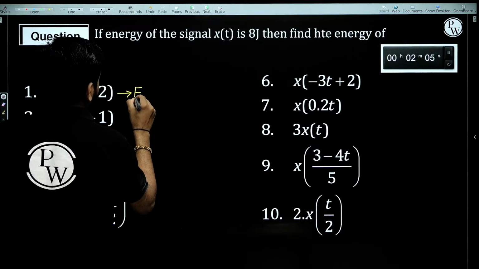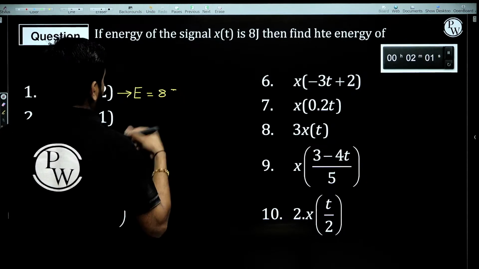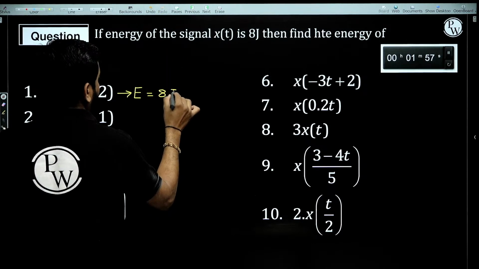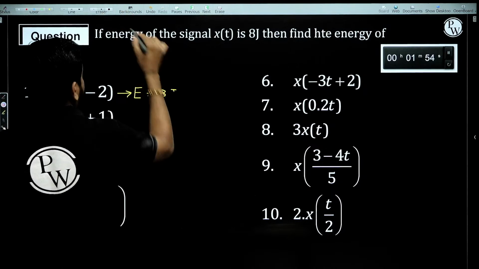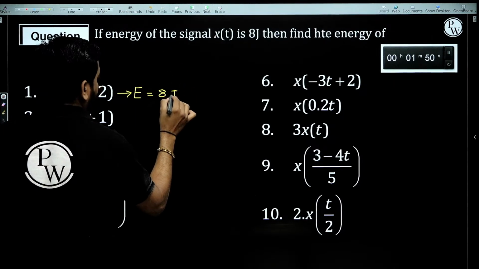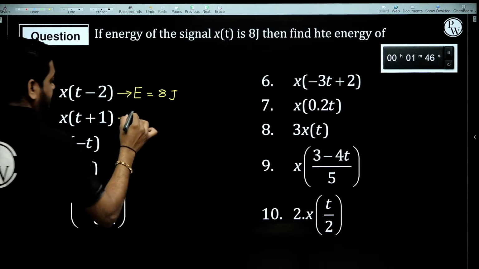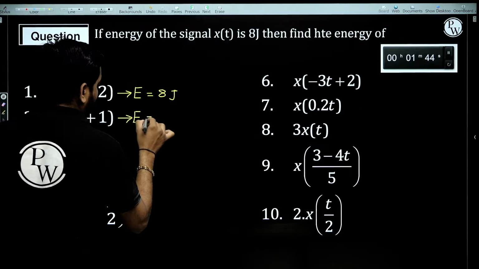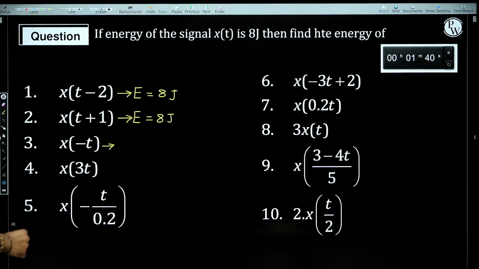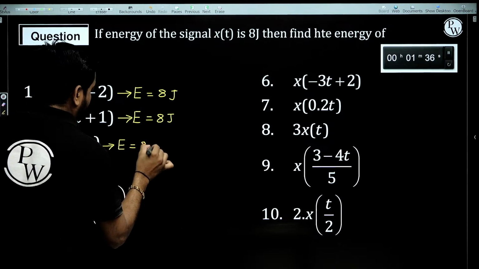So energy for the first question is 8 joule, same as x of t. Same, guys, 8 joule, correct? Remains same. Now this is a left shift, again energy remains same, 8 joule. Here is a time reversal operation, and time reversal doesn't alter the energy of the given signal, again 8 joule.